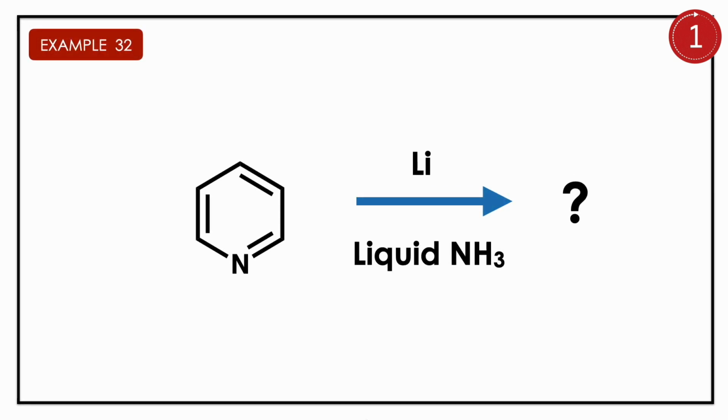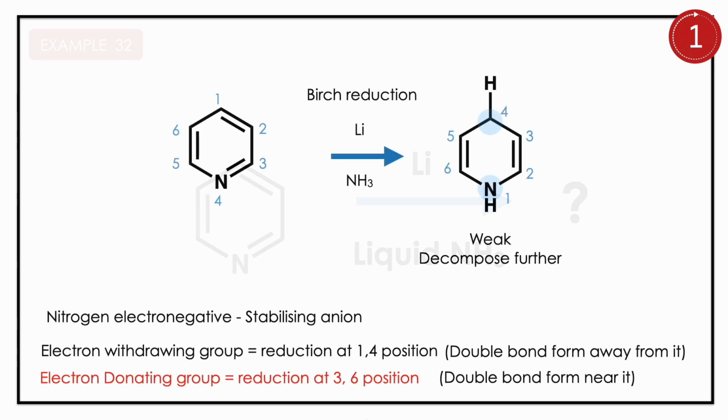Then the next example: here you have pyridine, the nitrogen analog of benzene. You are using lithium and liquid ammonia. You should find what will be the final product. Here pyridine is the starting material. Lithium and liquid ammonia you are using.